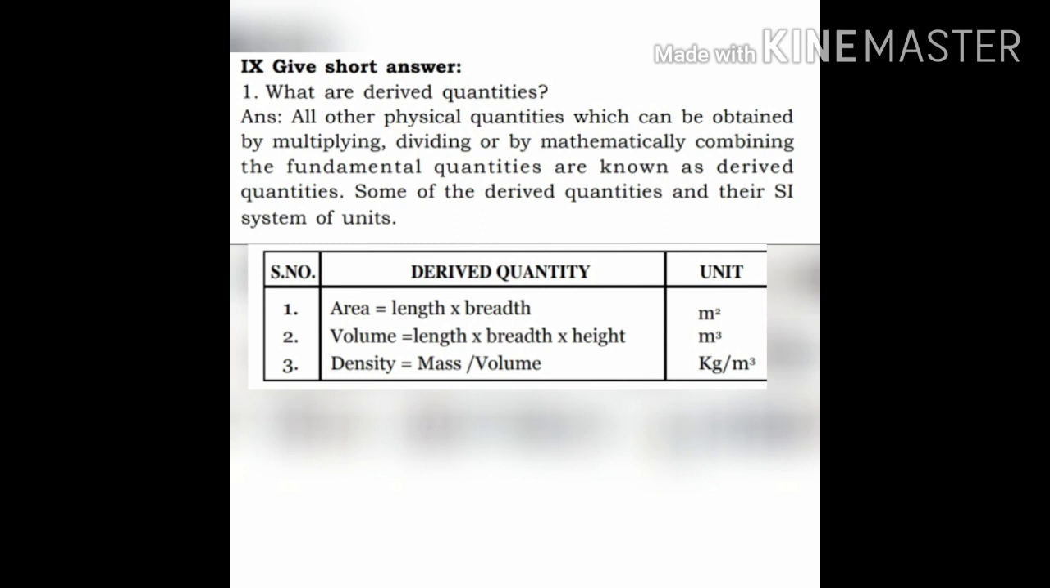So what are they? Area. What is the formula to find out area? Length into breadth, and the unit is meter square or square meter. Second one, volume. What is the formula to find out volume? Length into breadth into height, and the unit is meter cube. Third one, density. Formula to find out density is mass by volume and the unit is kilogram per meter cube.